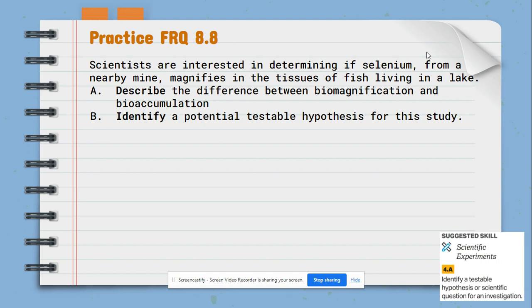So here our FRQ states that scientists are interested in determining if selenium from a nearby mine magnifies in the tissues of fish living in a nearby lake. The first part of the question asks you to describe the difference between biomagnification and bioaccumulation, and identify what a potential testable hypothesis for this study could be.